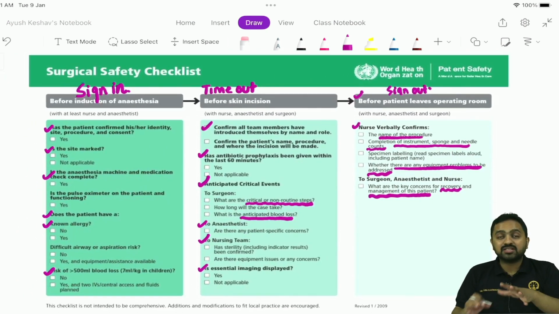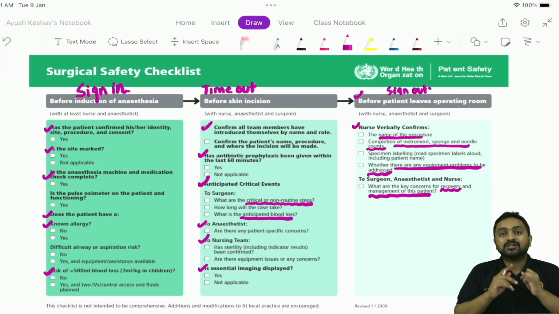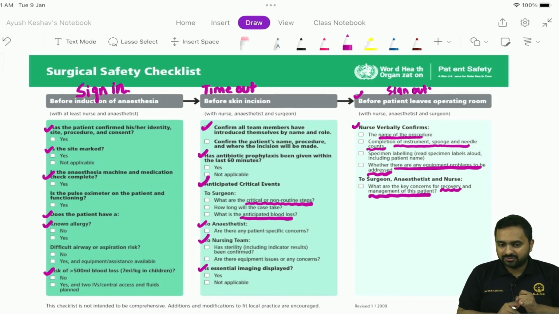Now from this surgical safety checklist, which you will be coming across in your operation theaters, a plethora of questions can be framed. The first question that can be framed is which of the following is not a component of the surgical safety checklist: sign in, sign out, time in, time out. So the answer would be time in.